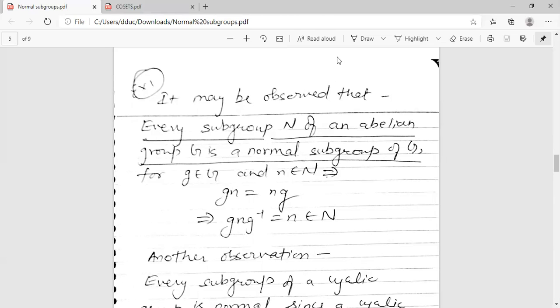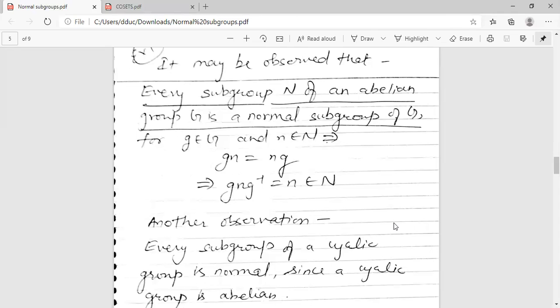So basically in normal subgroup we are saying that H is a normal subgroup of G if aH is equal to Ha for all a belonging to G, and if G is your abelian group, then your aH will be equal to Ha. So that will be your normal subgroup. So here let me just explain you.